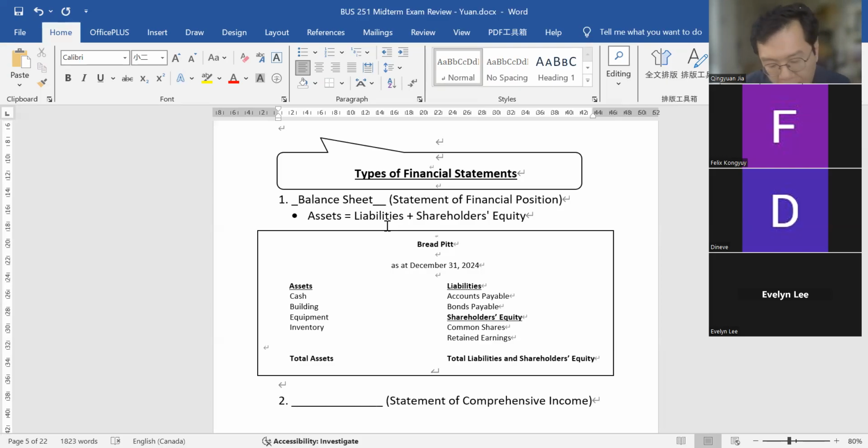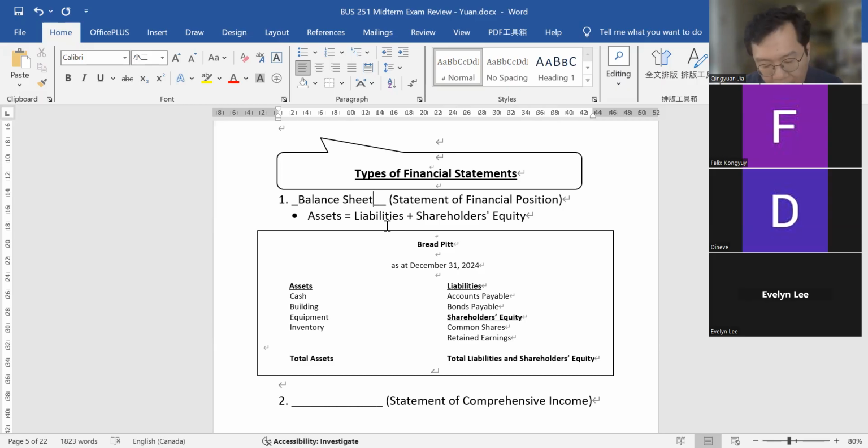And the assets need to be divided into two parts. One is current assets, another is non-current assets. So how are these two differentiated? Current assets are assets expected to be converted into cash, sold, or consumed within 1 year. And non-current assets are obviously above 1 year.